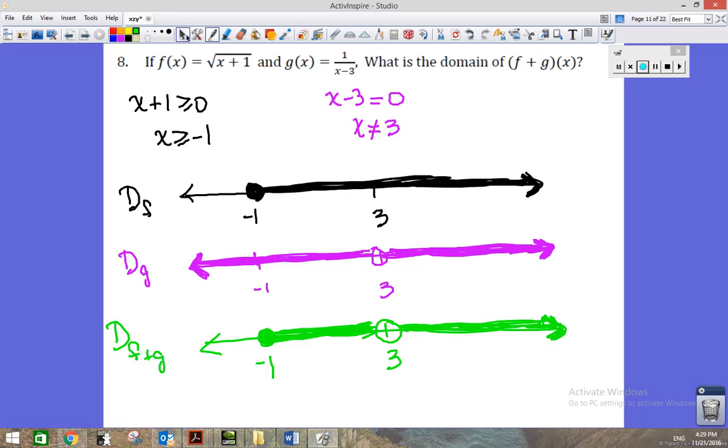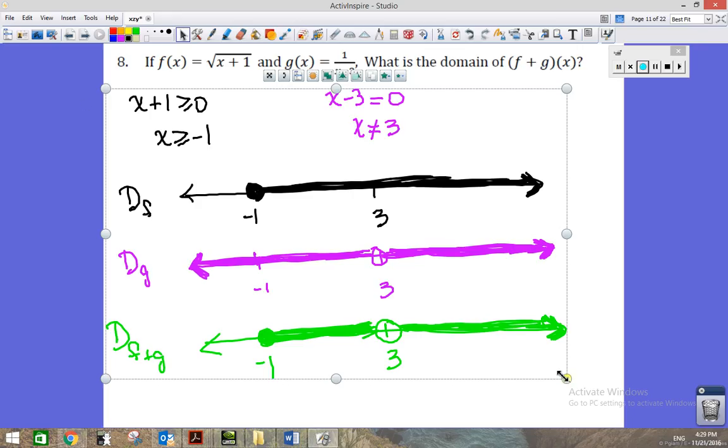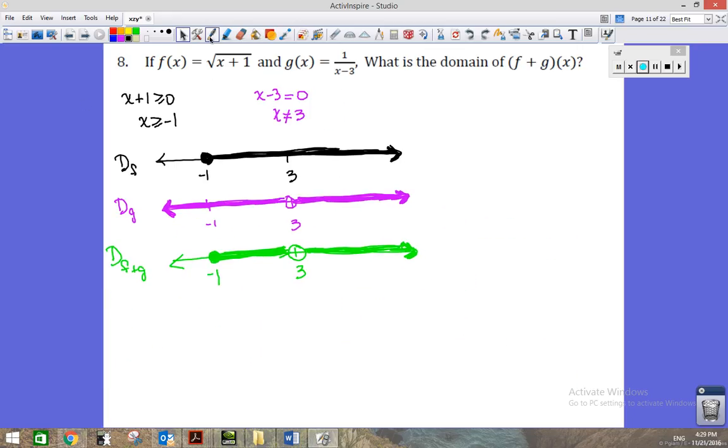So now we need to describe what I've shaded in green, because that's going to be our final answer for the domain of f plus g. It has the smallest number, negative 1, and negative 1 is in the domain, but 3 is excluded from the domain, but all the numbers that are larger than 3 are in our domain.